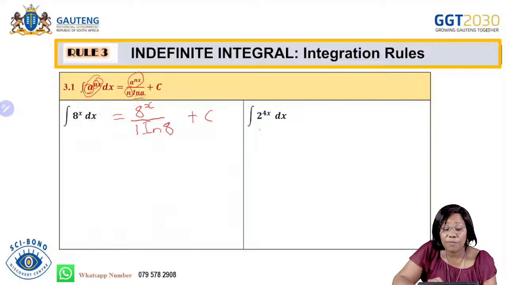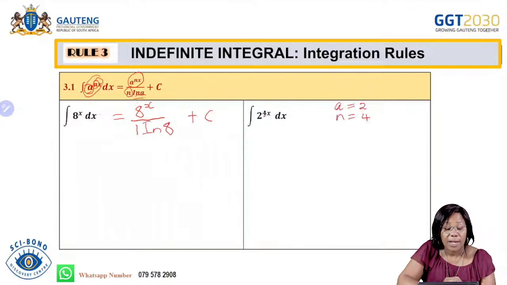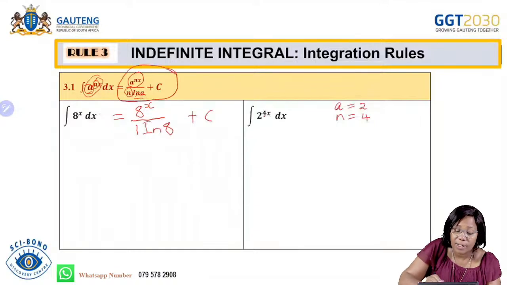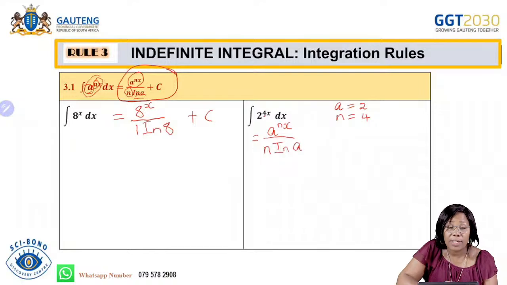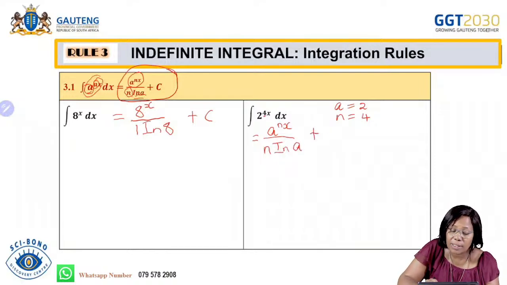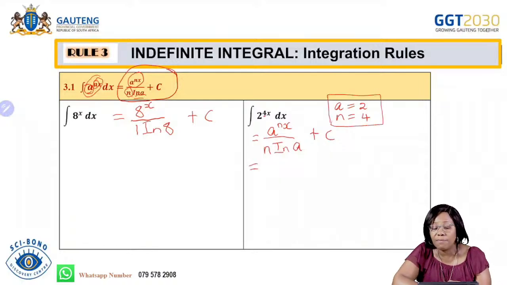In this case the coefficient of x is 4. That means you can even write the value. The value of a will be 2 and the value of n will be 4. Then take the rule as it is, a to the power nx. I have checked on my formula sheet and selected the correct rule that goes with this type of expression, and the plus c.